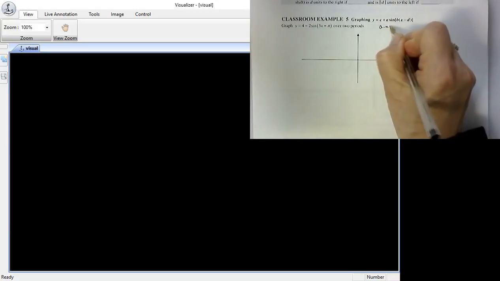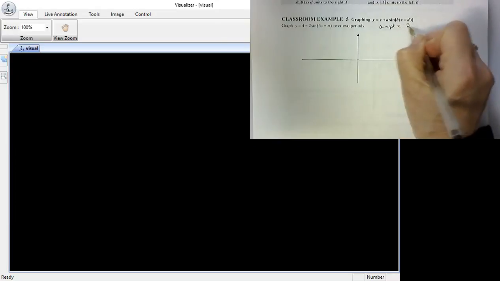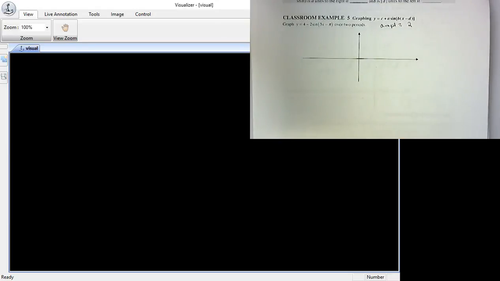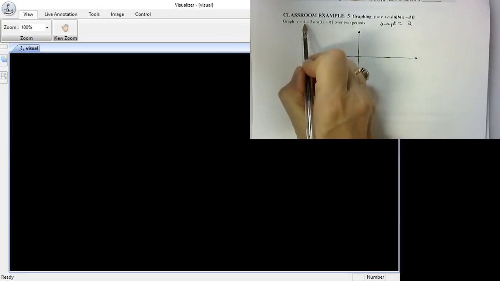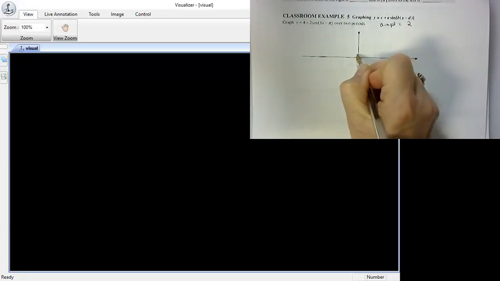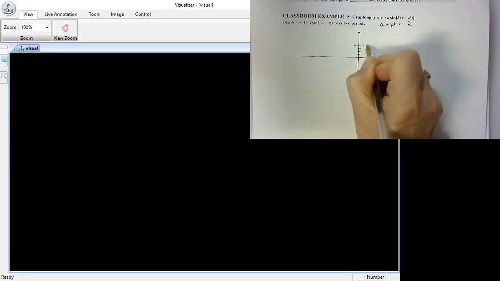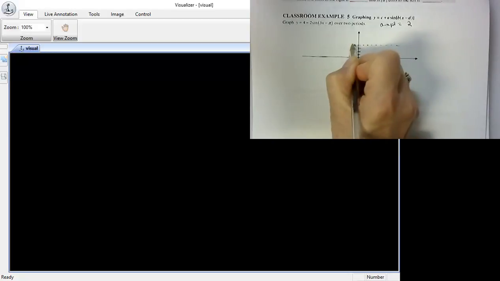So can you tell me where you would start? What would you find first? All right, so you're noticing that the amplitude is 2. Okay, now, and you said the axis is at 4 because I've got that vertical translation up. So if I were to mark off 1, 2, 3, 4, I know when I get ready to graph.